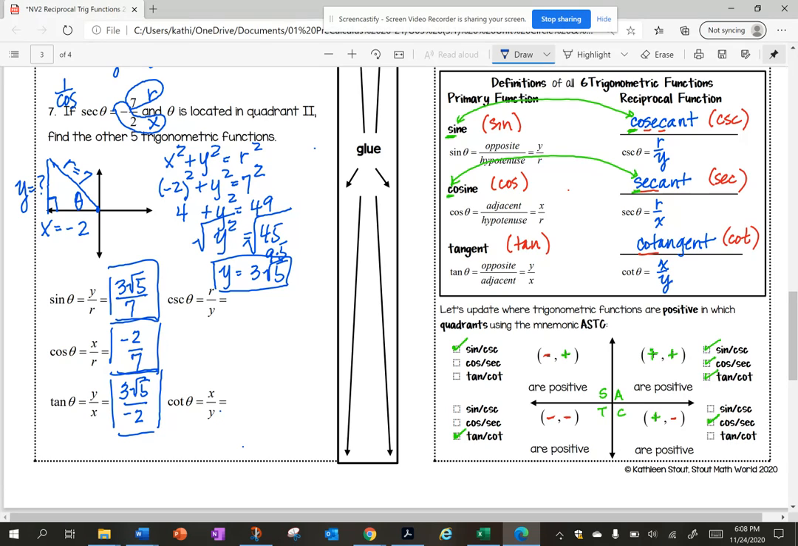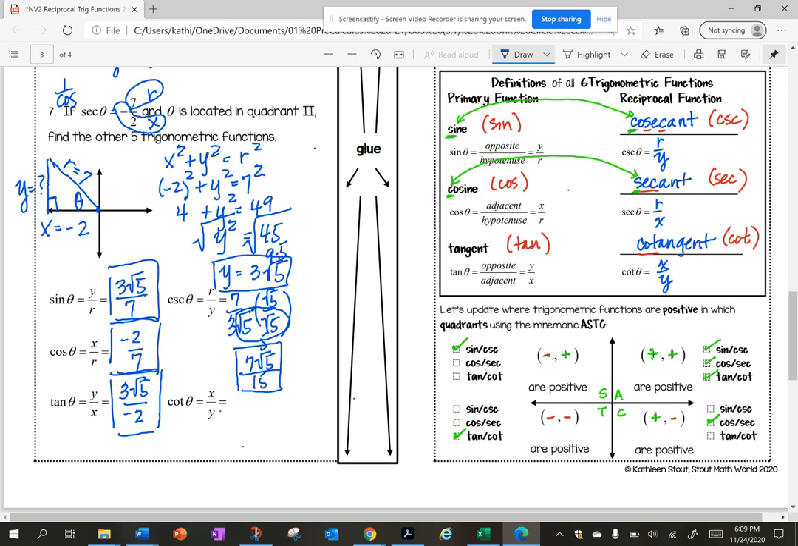Cosecant is going to be the reciprocal of the sine. So I know this is going to be 7 divided by 3 times the square root of 5. I need to rationalize the denominator. So square root of 5 times the square root of 5. So I know the square root of 5 times the square root of 5 is 5. So 7 times the square root of 5. And 3 times 5 is 15.